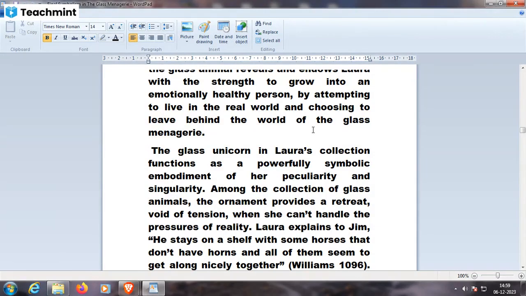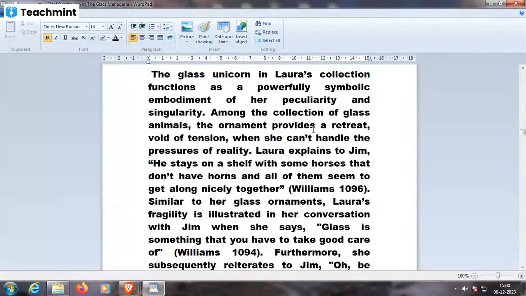Among the collection of glass animals, the ornament provides a retreat void of tension when she can't handle the pressures of reality. So Laura explains to Jim he stays on a shelf of horses that don't have horns and all of them seem to get along nicely together. She says, so similar to a glass ornament, Laura's fragility or weakness is illustrated in a conversation with Jim.